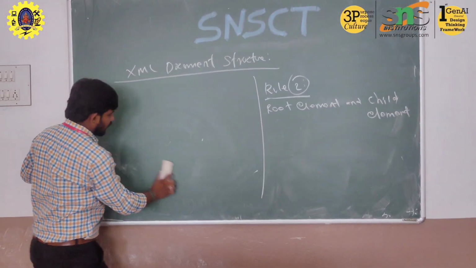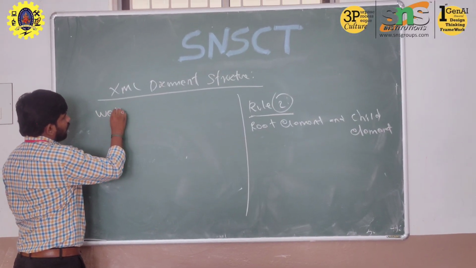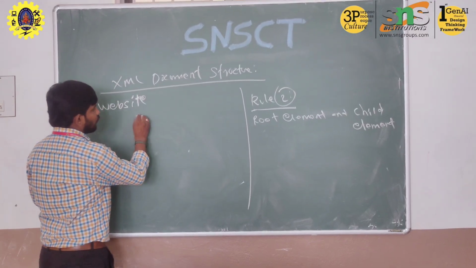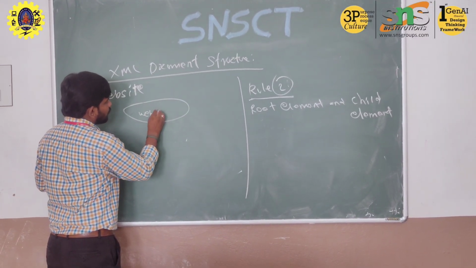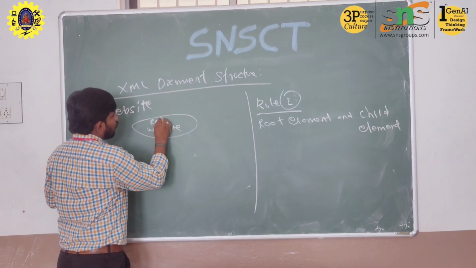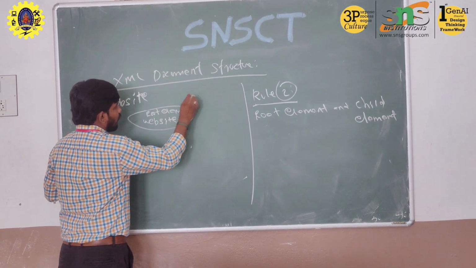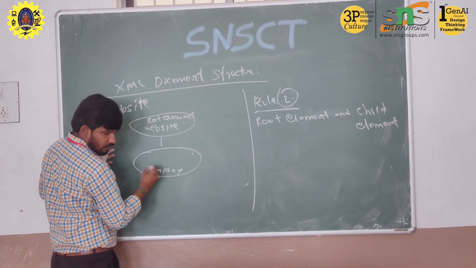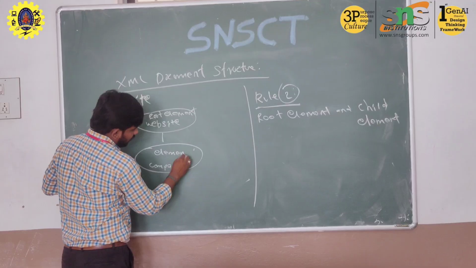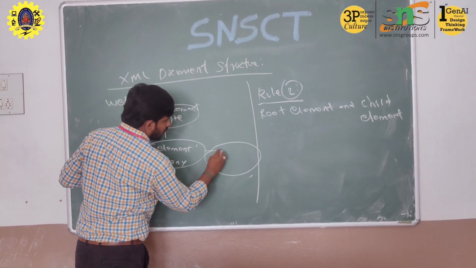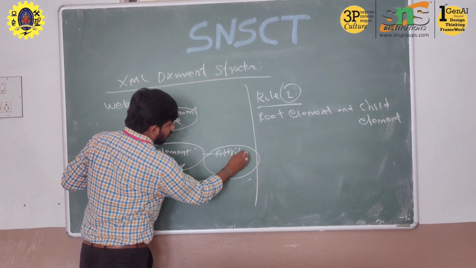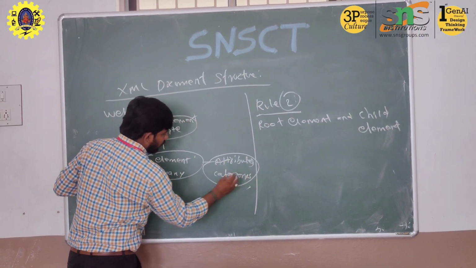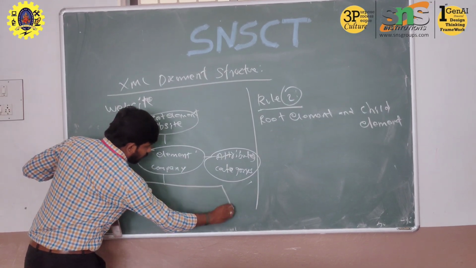Suppose we are going to create a website about programming languages. We have to create one root element called website. This is the root element, and then company. It is an element, and it contains attributes called categories. This company element contains 3 more elements.